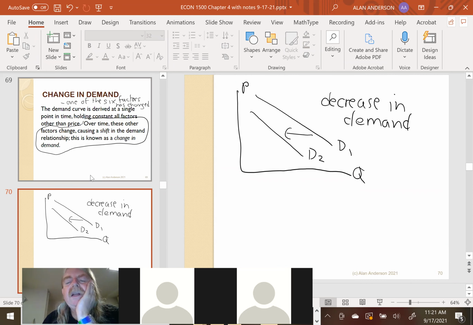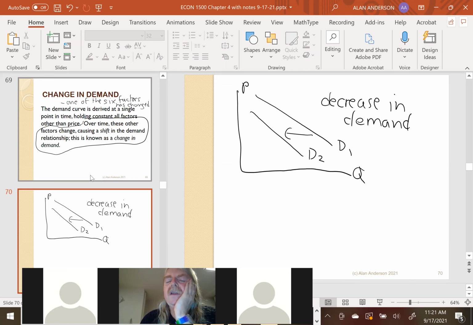That's because people want less of this good. They're less willing to pay for it. Their tastes have declined, or maybe their incomes have declined. There could be a lot of reasons for this, but the bottom line is they're not willing to pay for this good as much as they used to.